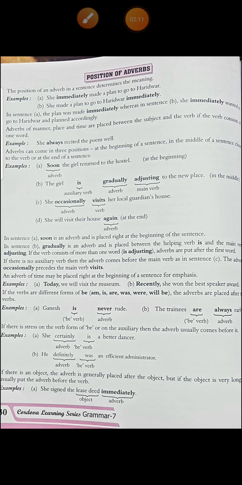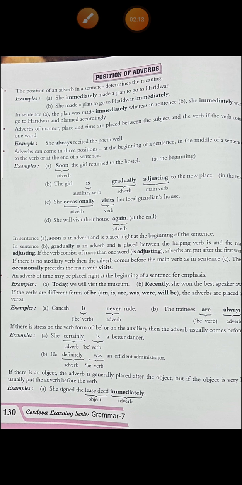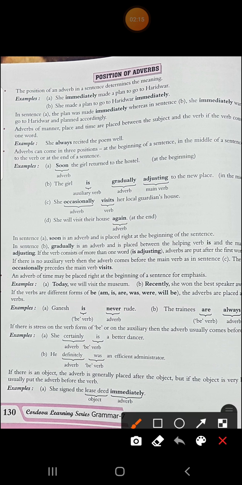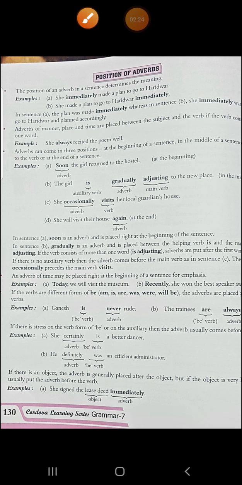Alright. Now adverb, see here, adverb of manner, place and time are placed between the subject and the verb if the verb consists of one word. See the example, she always recited the poem well. So you can see it is placed between subject and the verb.